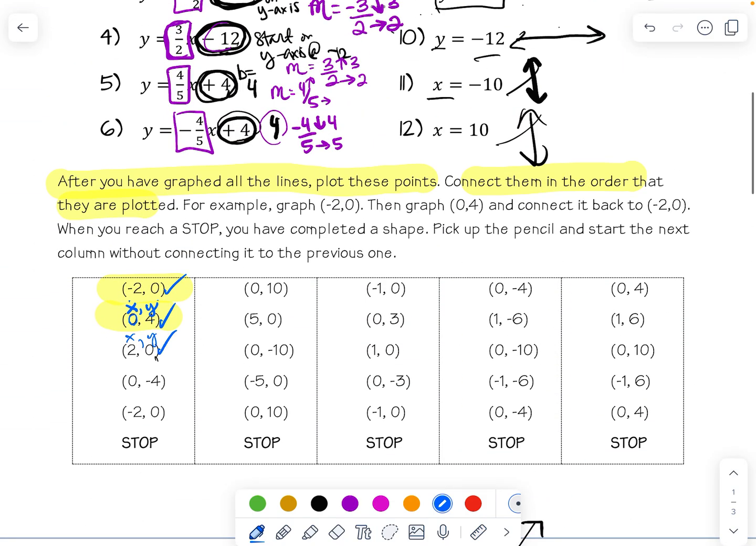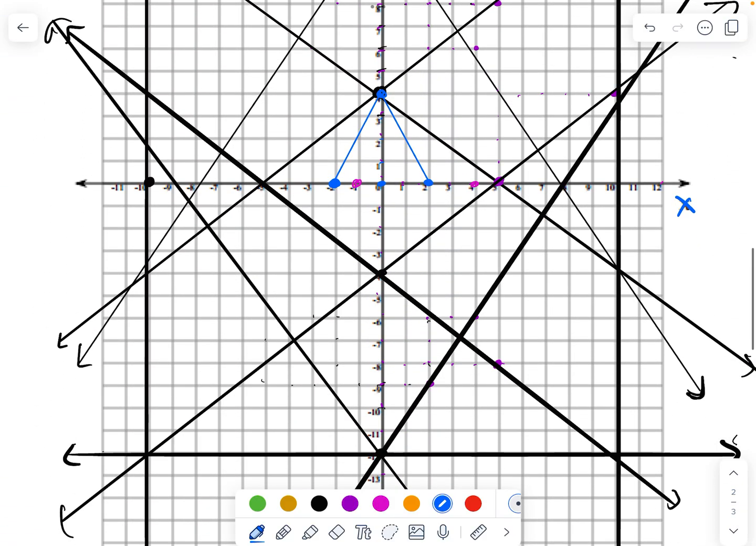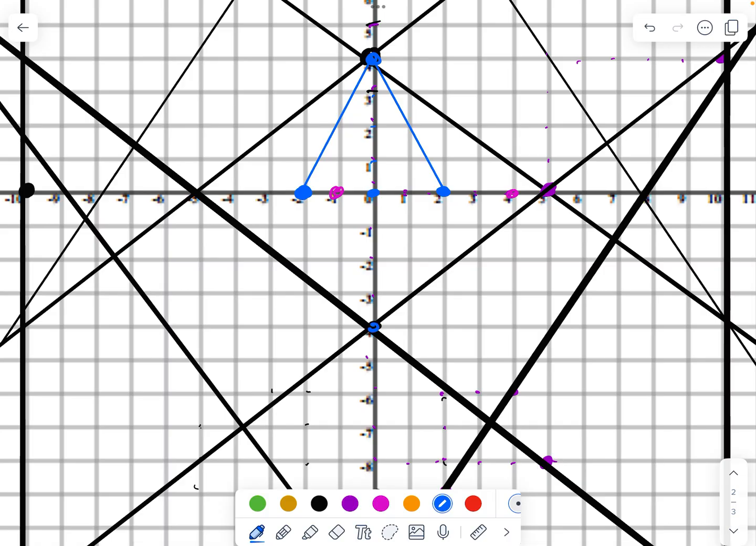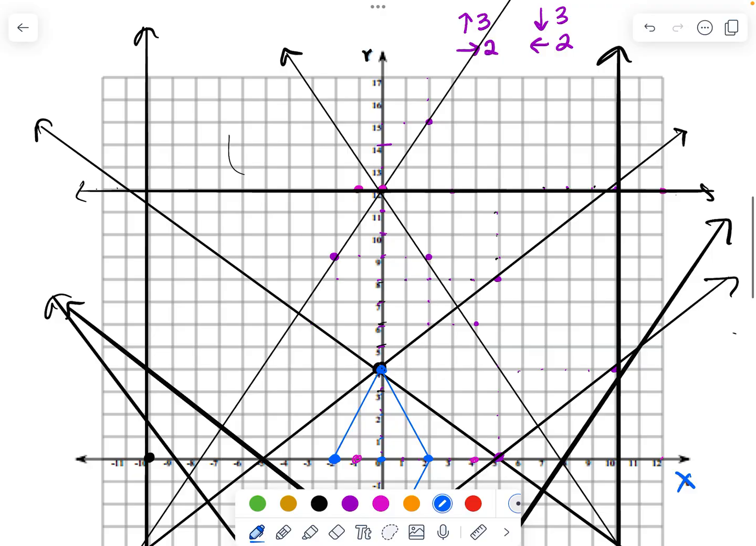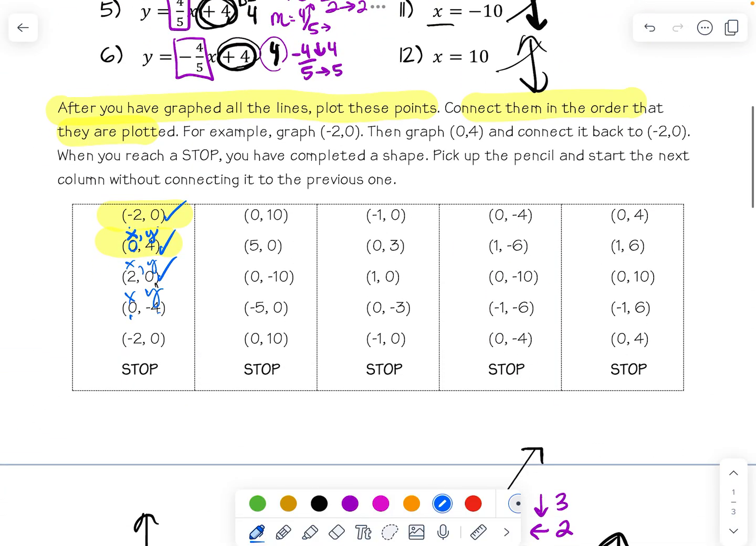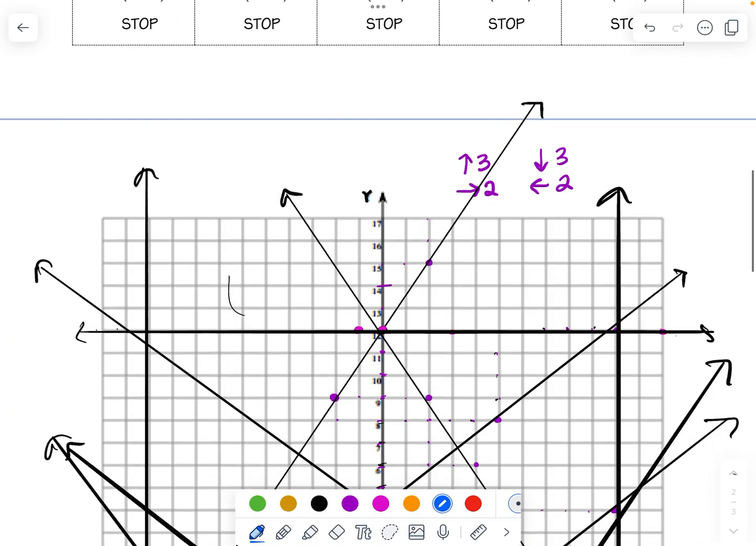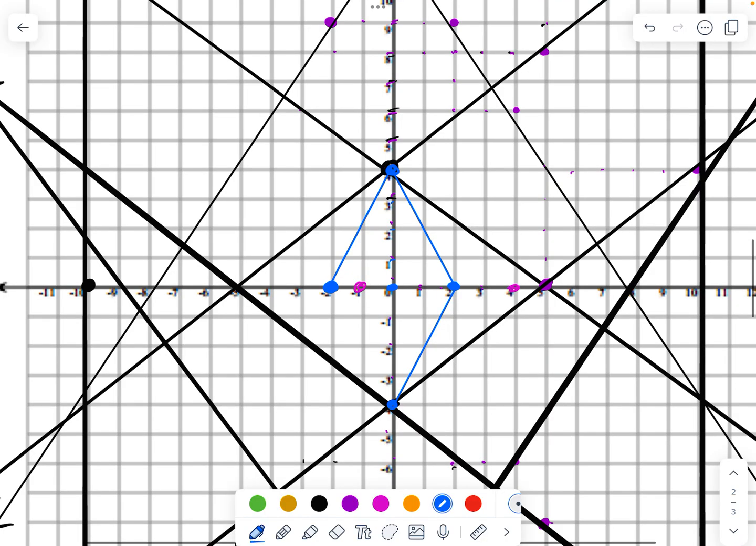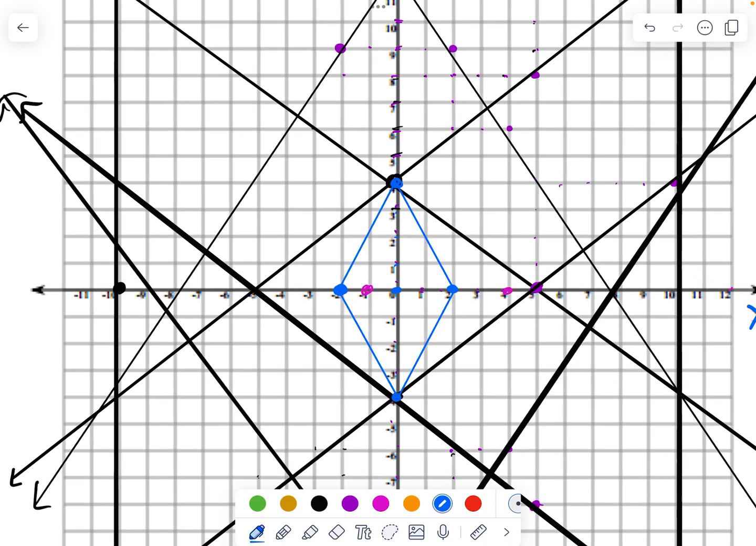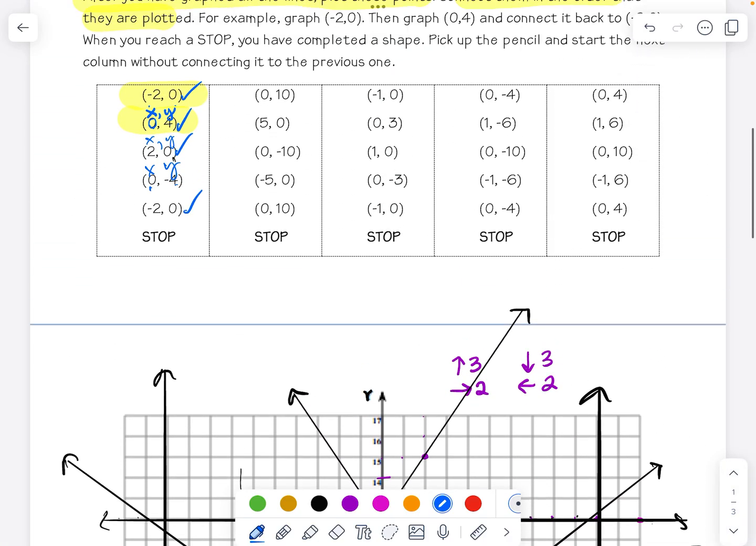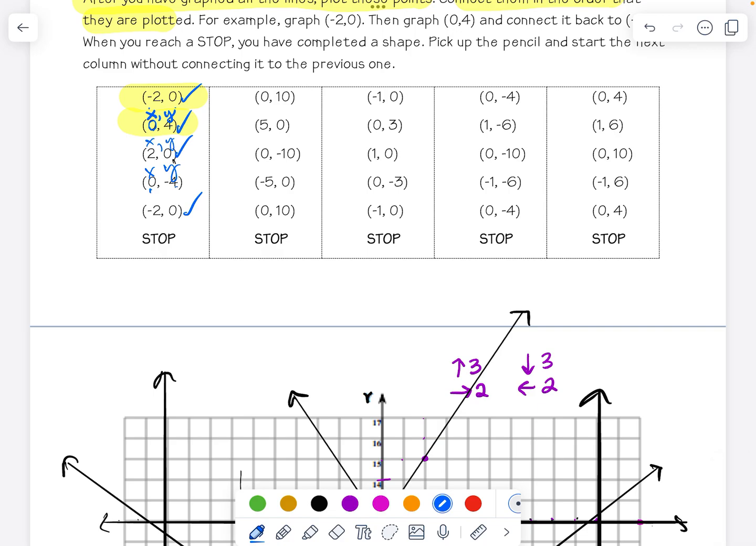Next, 0, -4. I'm on 0 x, and I'm going to go down 4 on my y. There we go. Connect. You could use a ruler to connect. Last one for me is -2, 0. Again, -2 on the x. We're not going anywhere else on the 0. And it's connecting. All right, so we make a diamond shape. All of these are going to form a sort of diamond shape.